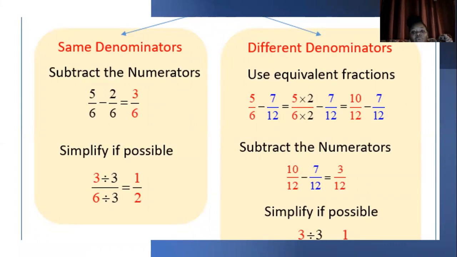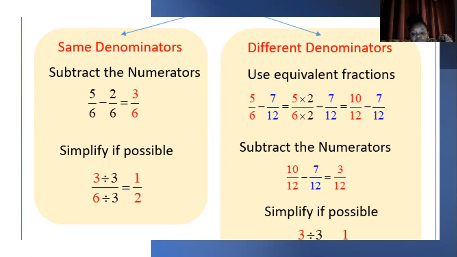Now again, when we have different denominators, we have to find the LCM. And so you will see here 5/6 minus 7/12. The lowest common denominator is 12. And so we have to find out, what do we multiply by 6 to get 12? And what do we multiply by 12 to get 12? So we know we multiply 6 by 2 to get 12. So we multiply both 5 and 6 by 2. Then we know we multiply 12 by 1 to get 12. So we multiply both 7 and 12 by 1. And so then we have 10/12 minus 7/12.